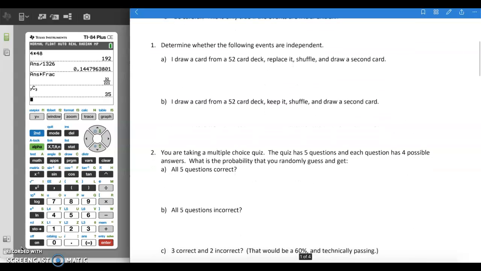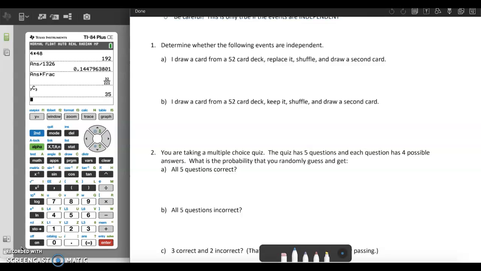Okay, so first let's look at distinguishing between independent and dependent, or not independent, events. It says determine whether the following events are independent. If I draw a card from a 52 card deck, I replace it, shuffle, and then I draw a second card, would these two draws be independent of each other? In this case, yes, they would be.